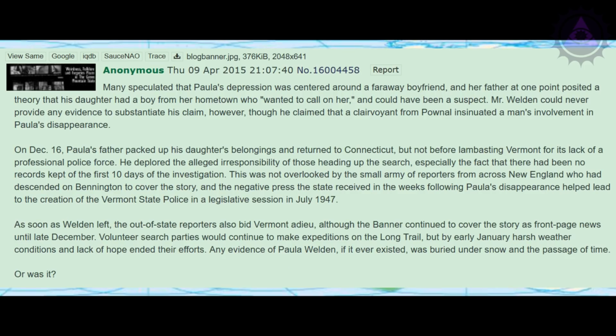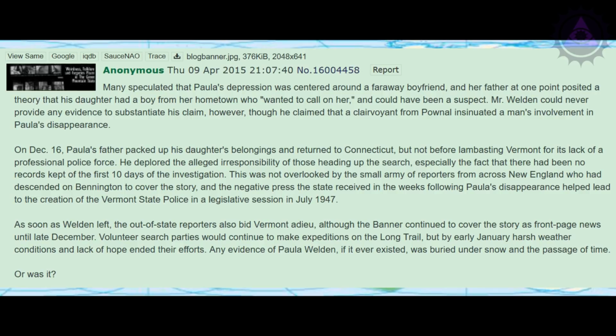Many speculated that Paula's depression was centered around a faraway boyfriend, and her father at one point posited a theory that his daughter had a boy from her hometown who wanted to call on her, and could have been a suspect. Mr. Welden could never provide any evidence to substantiate his claim, however, though he claimed that a clairvoyant from Pownal insinuated a man's involvement in Paula's disappearance. On December 16, Paula's father packed up his daughter's belongings and returned to Connecticut, but not before lambasting Vermont for its lack of a professional police force. He deplored the alleged irresponsibility of those heading up the search, especially the fact that there had been no records kept of the first 10 days of the investigation.